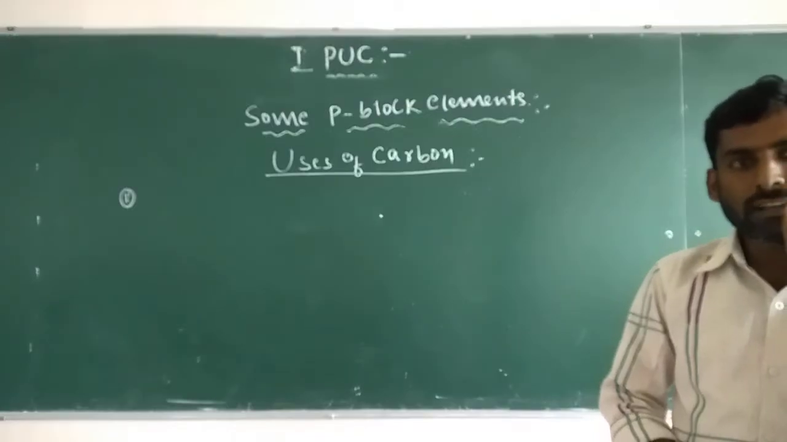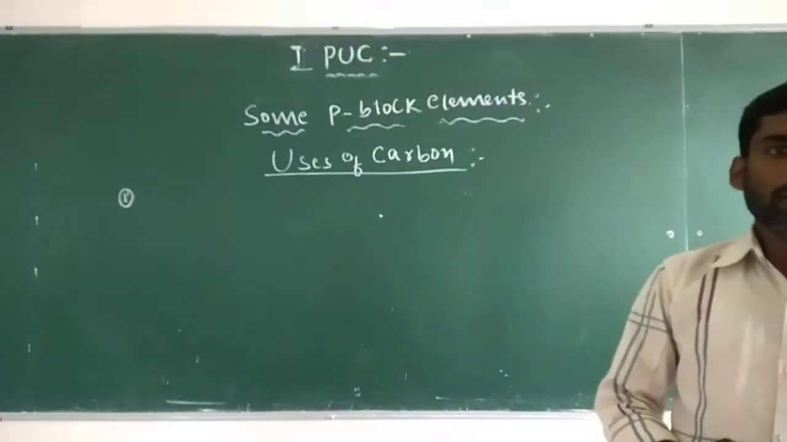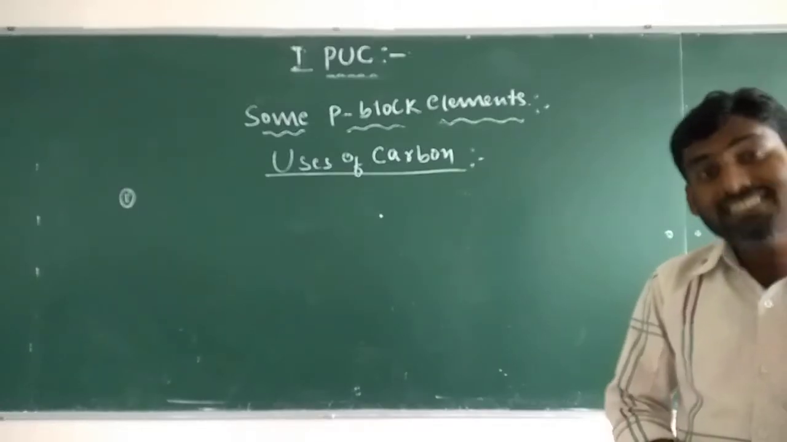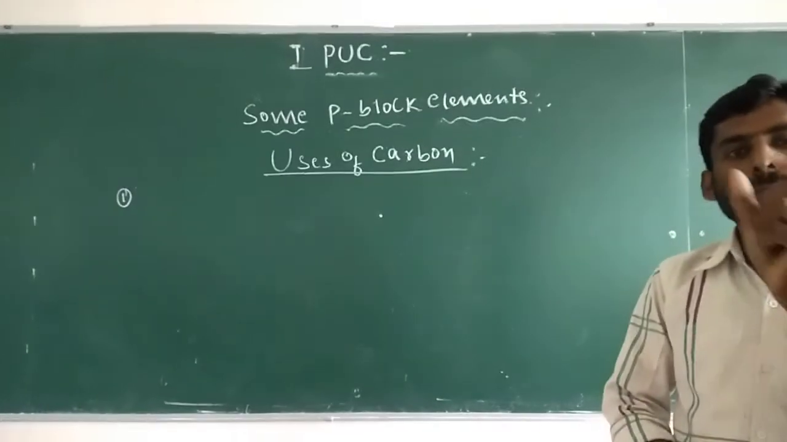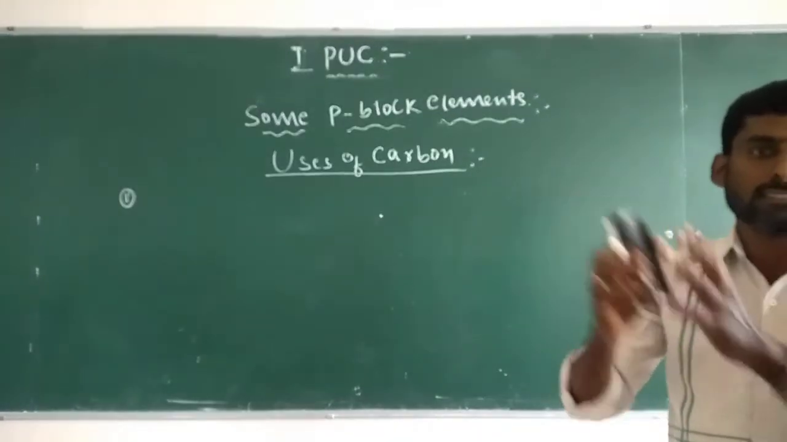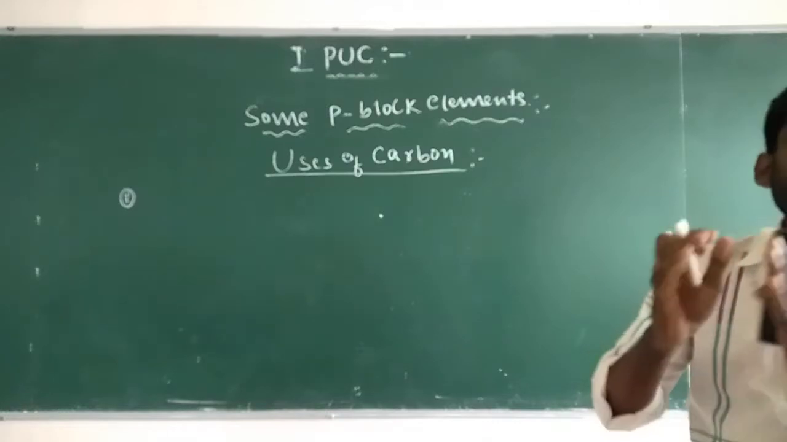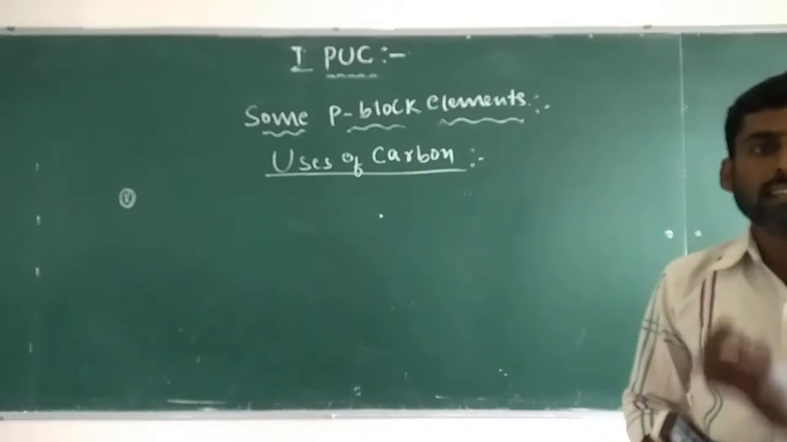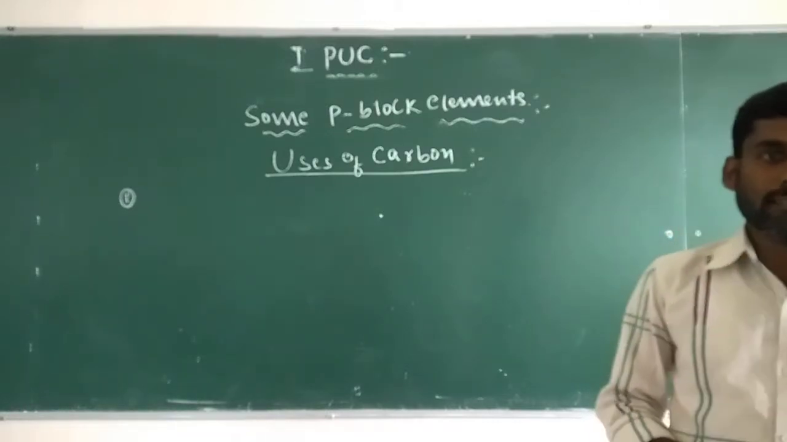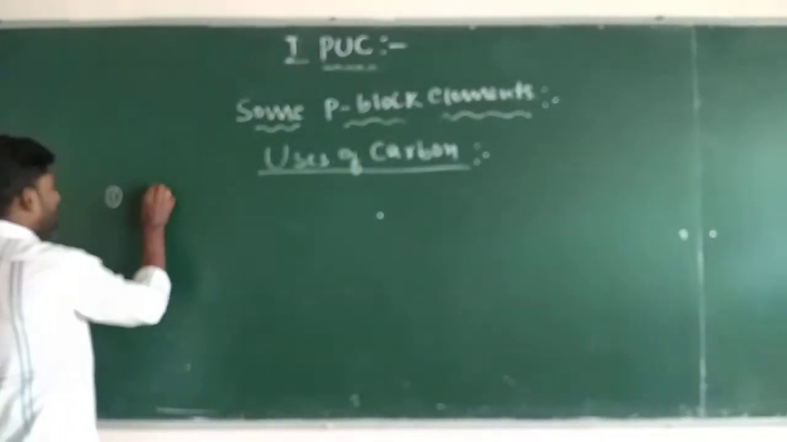So that is graphite fibers embedded in plastic acts as a very high strength and lightweight material. That composite can be used for the manufacture of products like tennis rackets, fishing rods.